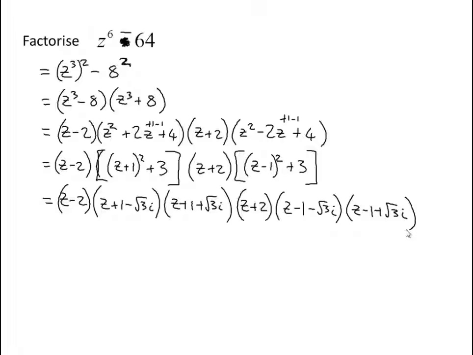And what do you know, we started with z to the 6 and we've ended up with 6 linear factors.